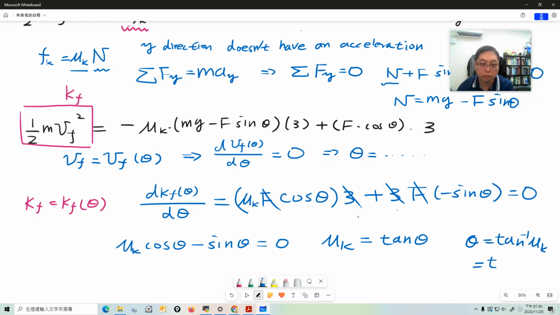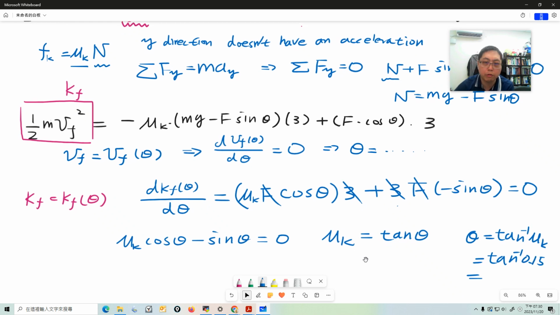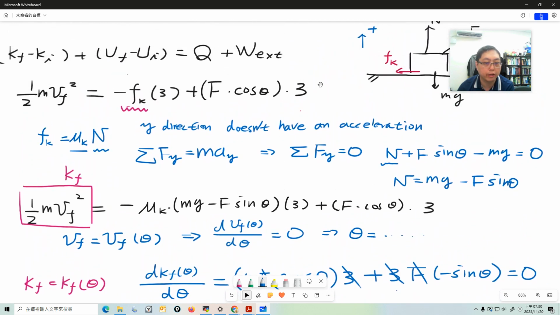So the problem gives mu_k as 0.15. So theta is, I think, 8 point something. Remember in class, someone calculated 8 point something. Yeah, 8.53 degrees. So at 8.53 degrees, you have a maximum velocity after the object moves 3 meters to the right.